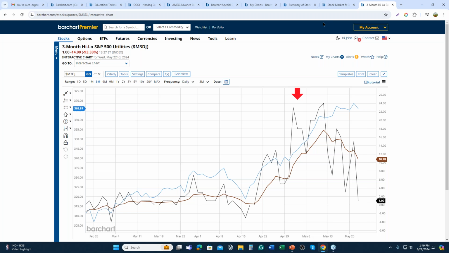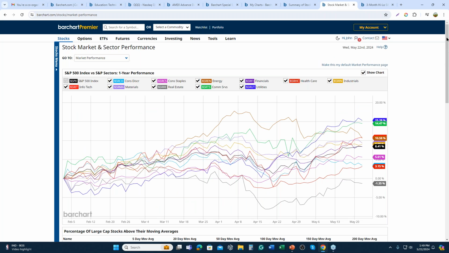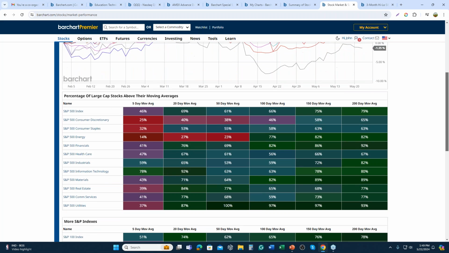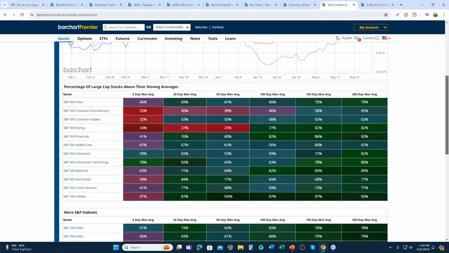All right, so let's go back to our market performance page. And if I scroll down here, here's where we're going to use that breadth indication of looking at the number of stocks above a moving average. You can see that there's a lot of ways we can do this. We granularize this by different moving averages. And I said to you that the 50-day moving average is one of my favorite moving averages to do this analysis.